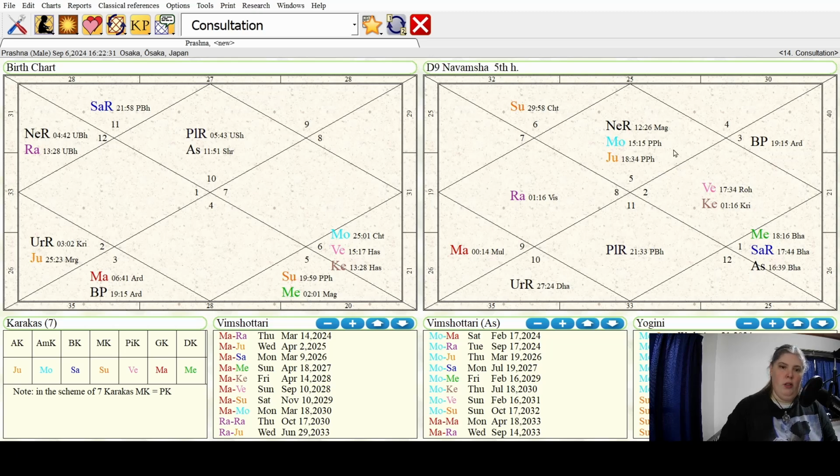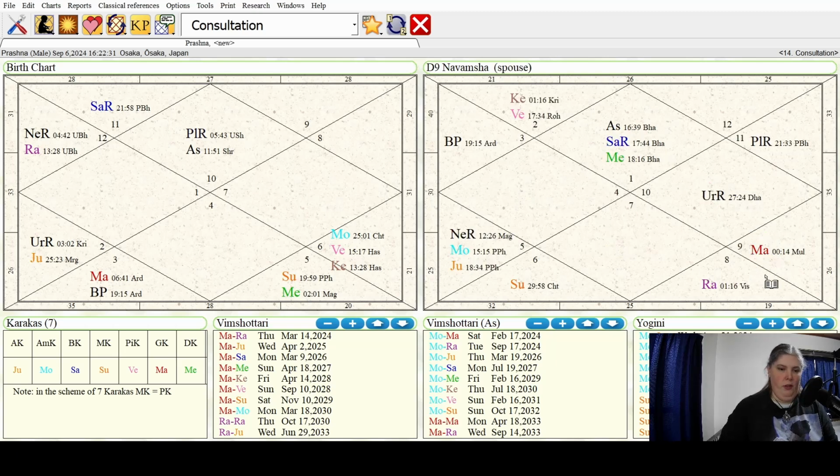Now, when you do that, you're able to read a person's spiritual path in life. Now, like I said, I usually don't use this chart. I prefer looking at the Parashari method for spirituality, personally. But this is one way to look at this. Okay, now I'm going to set this back to the ascendant.